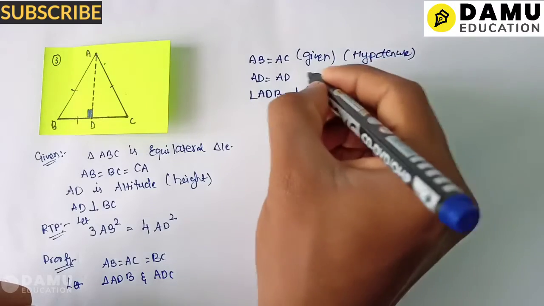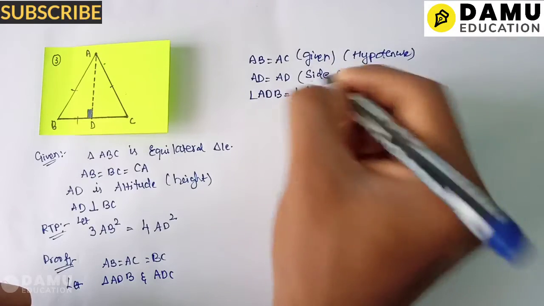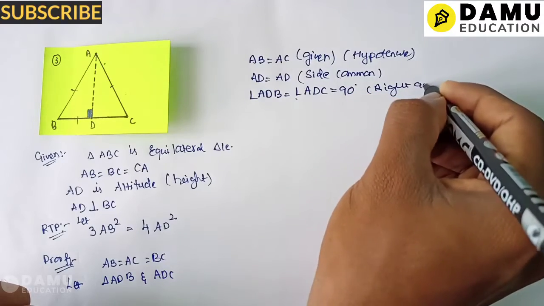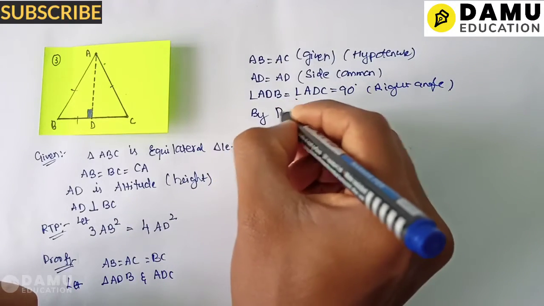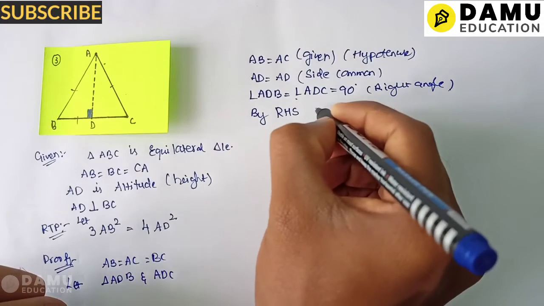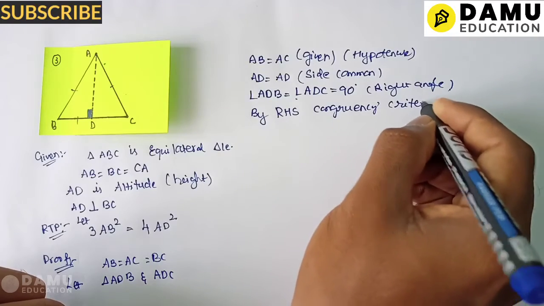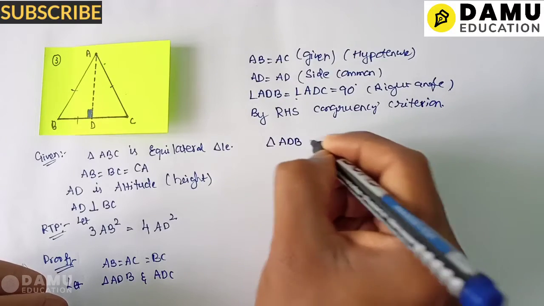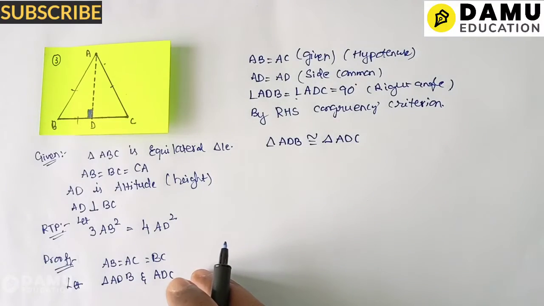So this is the hypotenuse, this is the common side, and this is 90 degrees, that is the right angle. So these are the right angles. Now by using the RHS, right angle hypotenuse side congruency criterion, we can write triangle ADB is congruent to triangle ADC. So those two triangles are congruent to each other.